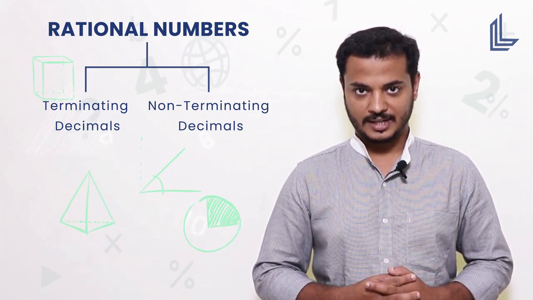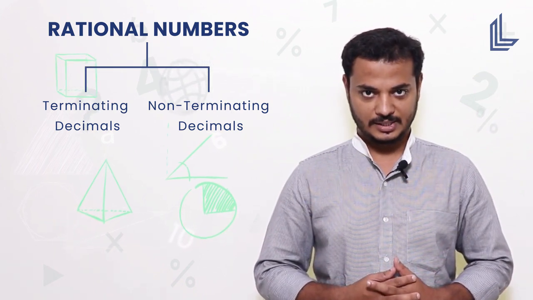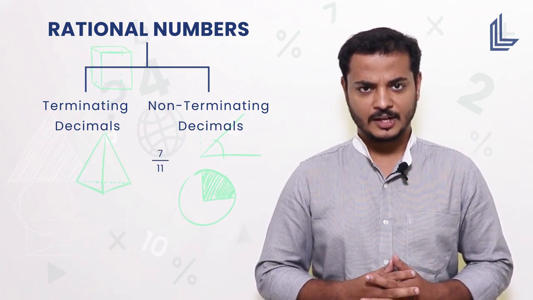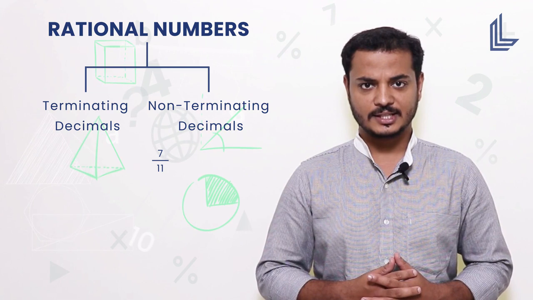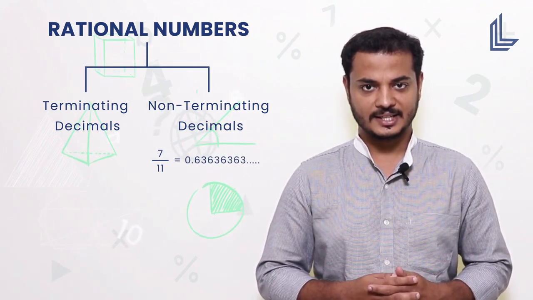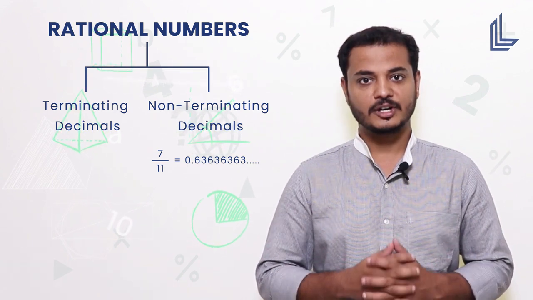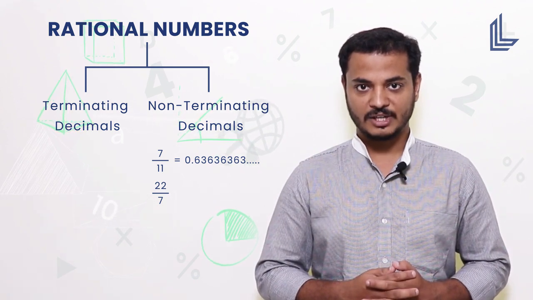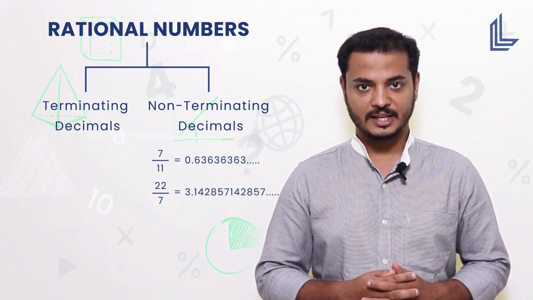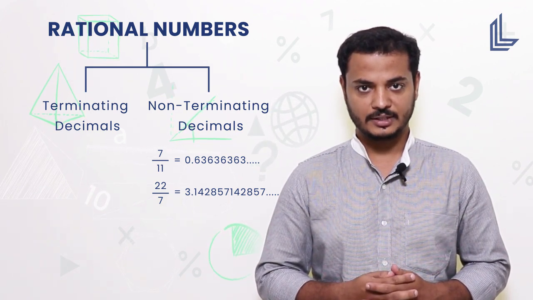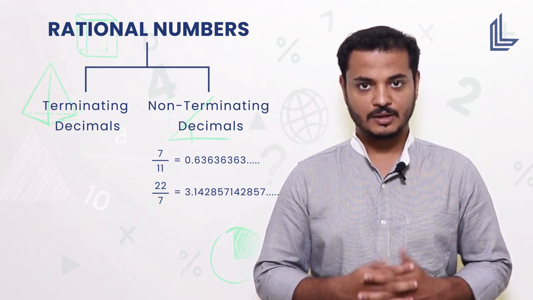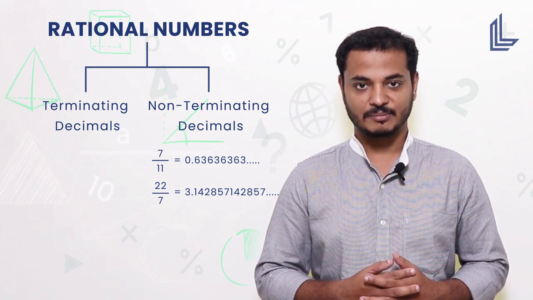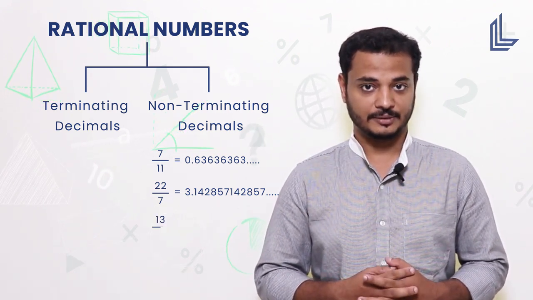So notice here that for non-terminating decimals, there is a definite pattern to it. For example, look at 7 by 11. What is its value? It is given to us as 0.636363. See, the number 63 keeps on repeating. Similarly, look at 22 by 7. What is its value in decimal form? It is given to us as 3.142857142857142857, and it keeps on repeating. Here also you can see that the number 142857 keeps on repeating.